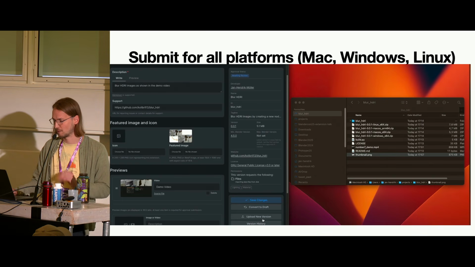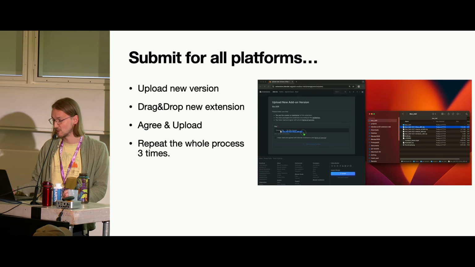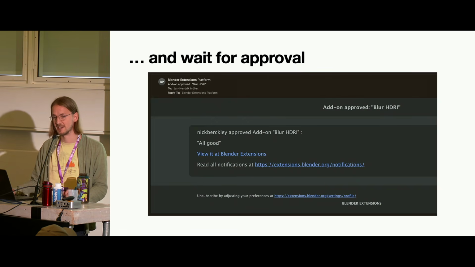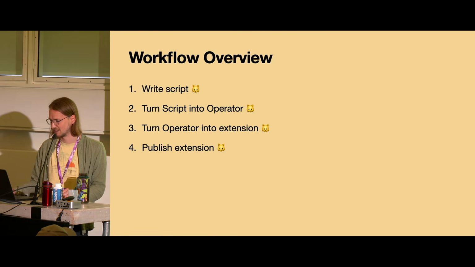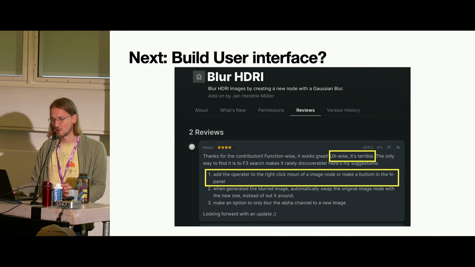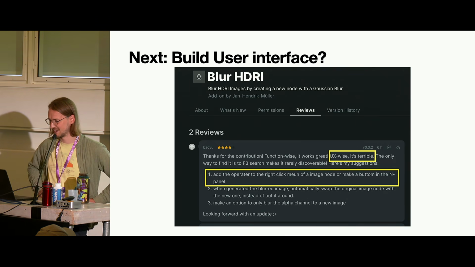So we have now 4 files, and I can press 4 times upload new versions, drag and drop these new versions into the page, and then after a few days you get an email, okay, all good, this can be published, and after a few more days you get this feedback, great contribution, UX is terrible, and some ideas on how to improve this for future versions.